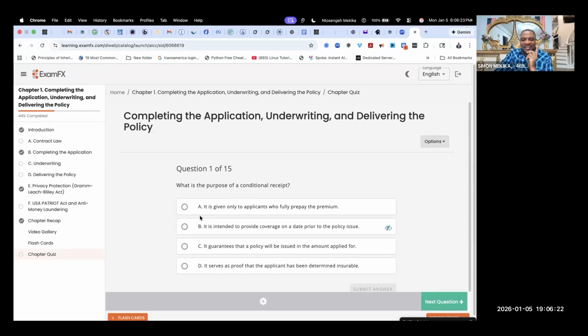So now let's do it. What is the purpose of a conditional receipt? Okay, number one, let's go. Conditional receipt, you know what it means, right? It's that receipt that is issued conditionally during the time of application. If the person is approved, then the money he paid against the receipt is considered the first premium. If it is not approved, then they will give your money back to you. That's why we call it a conditional receipt.